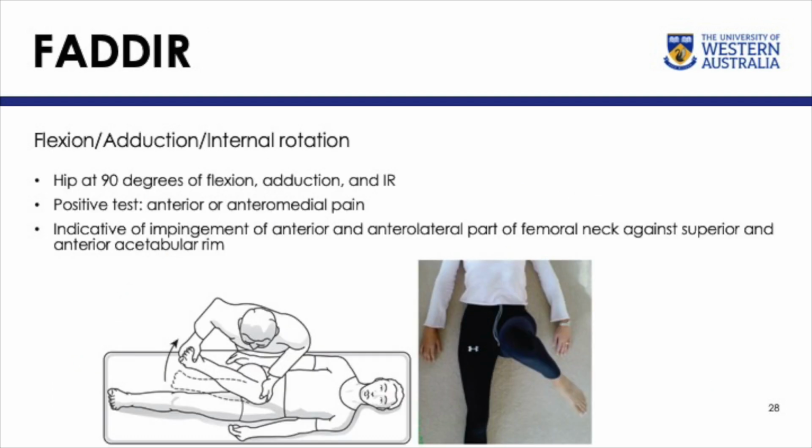Another special test is FADIR, which stands for flexion, adduction and internal rotation. With the hip at 90 degrees, this is passively performed by the examiner. This will reproduce anterior groin pain for a positive response. It is a good test for labral pathology as it causes impingement of the anterolateral part of the femoral neck against the superior and anterior acetabular rim, which is a common site of labral tears.